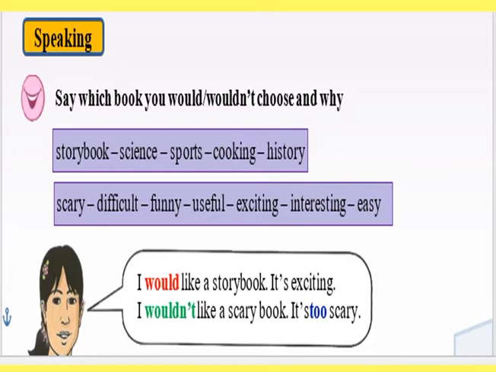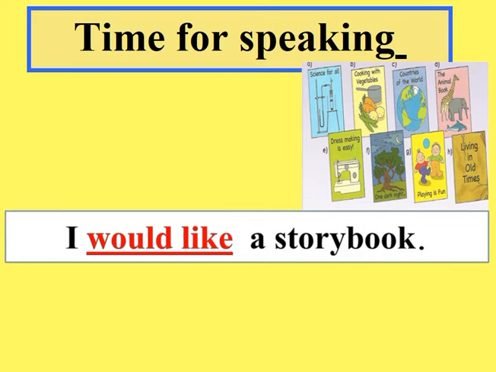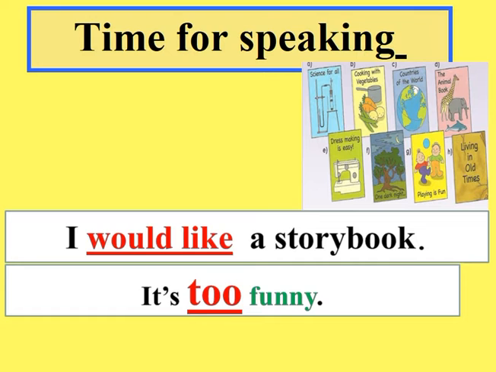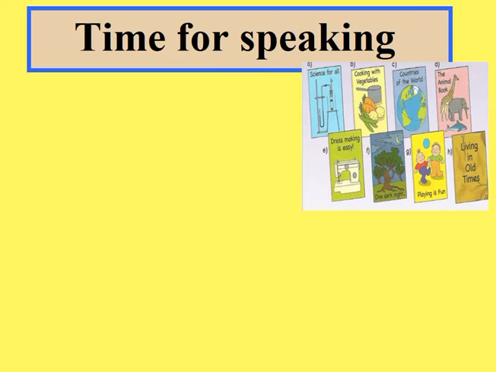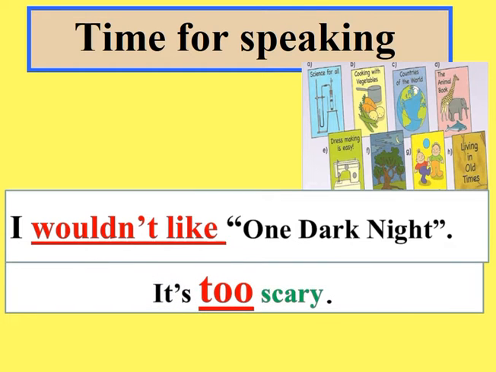For example, Amal said, I would like a storybook. It's exciting. And I wouldn't like a scary book. It's too scary. Let's see the others. I would like a storybook. It's too funny. I wouldn't like One Dark Night. It's too scary.